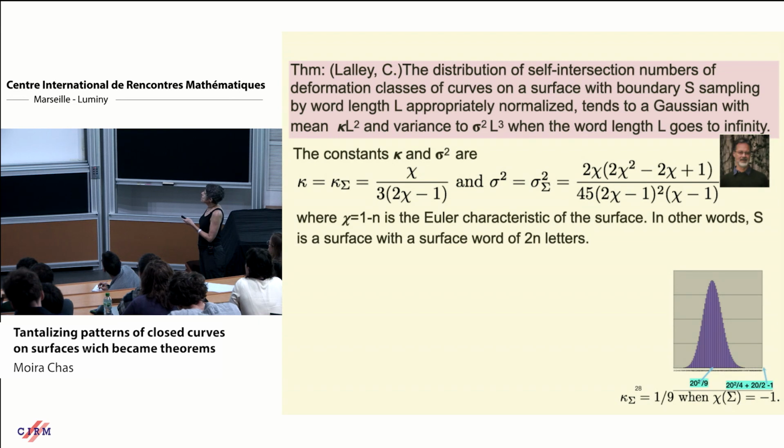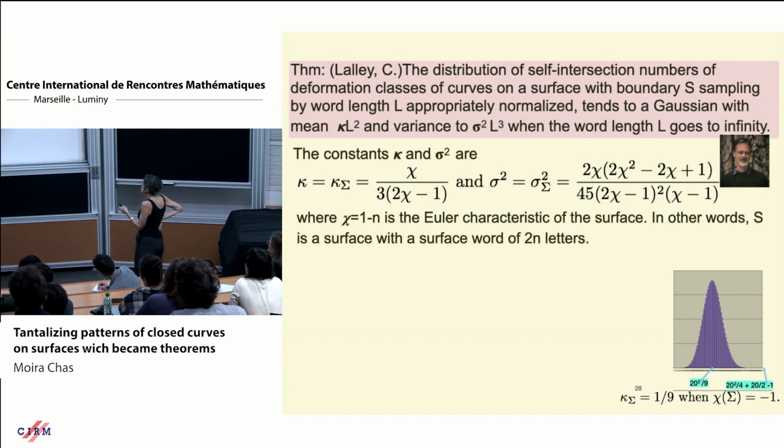The mean is a constant that depends only on the Euler characteristic of the surface. For instance, in the case of the pair of pants, the Euler characteristic is -1, so the mean is 1/9 times the word length squared. And the standard deviation is a very complicated formula of the Euler characteristic. So here it is, the theorem.